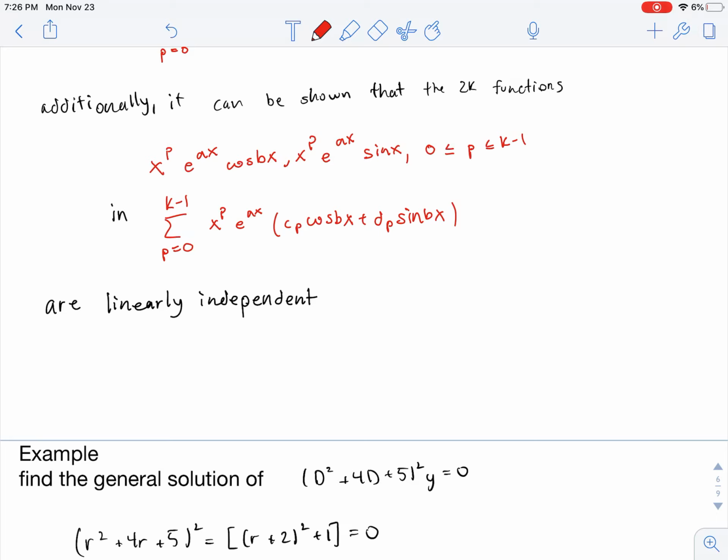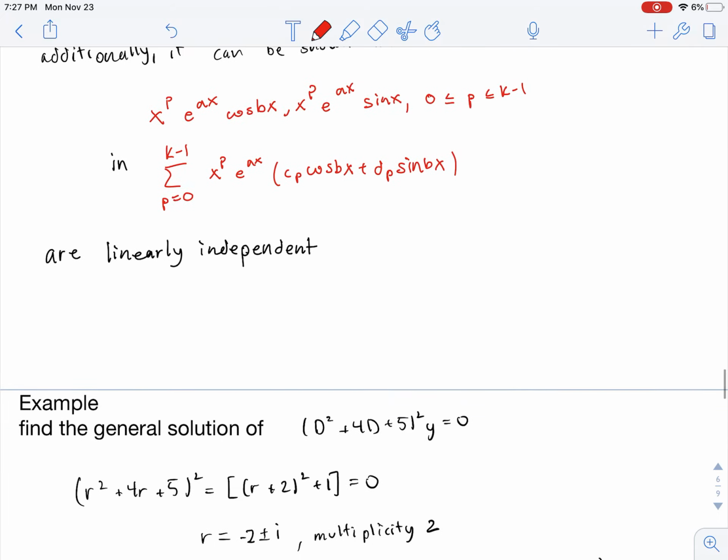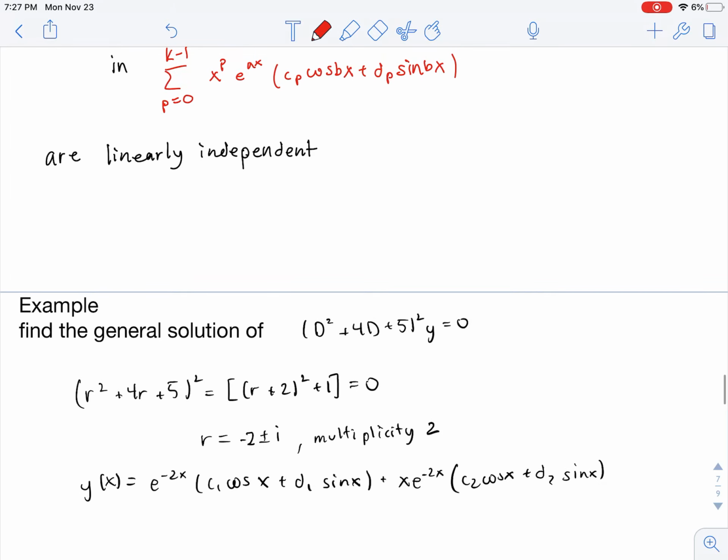is equal to 0. And we're going to complete the square here, so r plus 2 squared plus 1 is all equal to 0. Doing some basic algebra, we find that r is equal to negative 2 plus or minus i with multiplicity 2. Now, we can just plug this in and find that our general solution is y of x is equal to e to the negative 2x times the quantity c1 cosine x plus d1 sine x, plus x times e to the negative 2x times the quantity c2 cosine x plus d2 sine x.